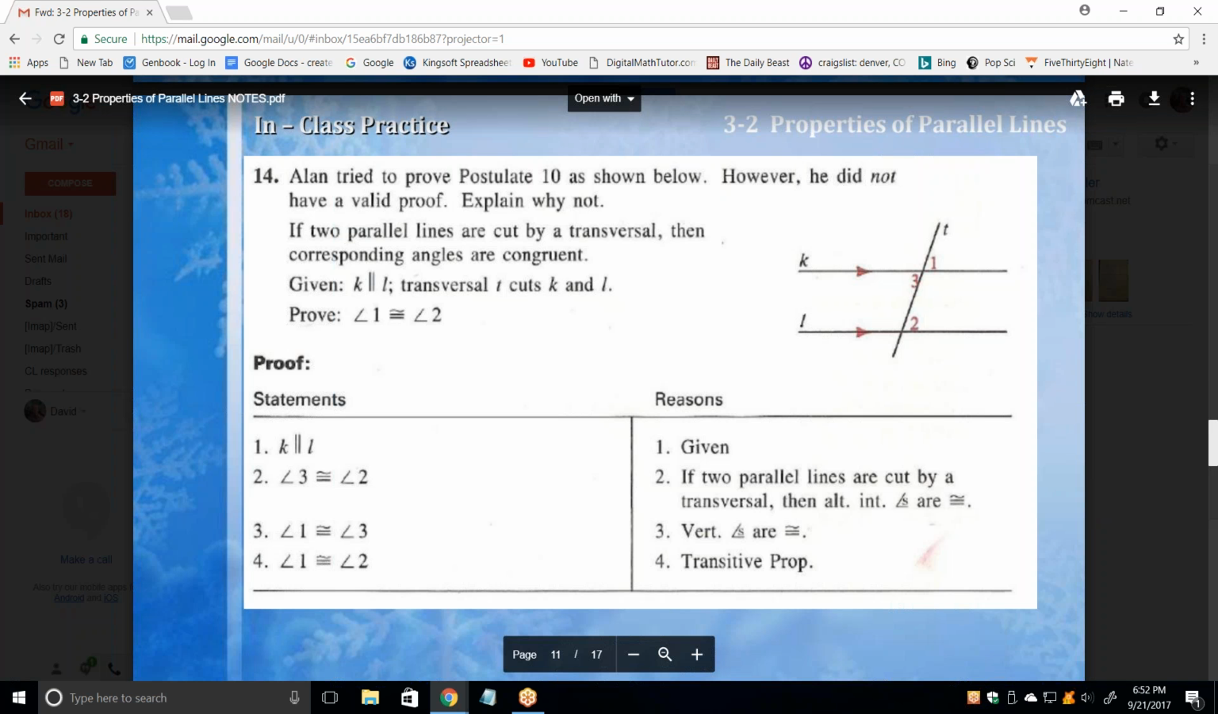He's trying to prove that if 2 parallel lines are cut by a transversal, then corresponding angles are congruent. 1 and 2 are corresponding. Okay, let's look at his proof. First of all, K is parallel to L, given. 3 is congruent to 2, based on alternate interior angles are congruent.